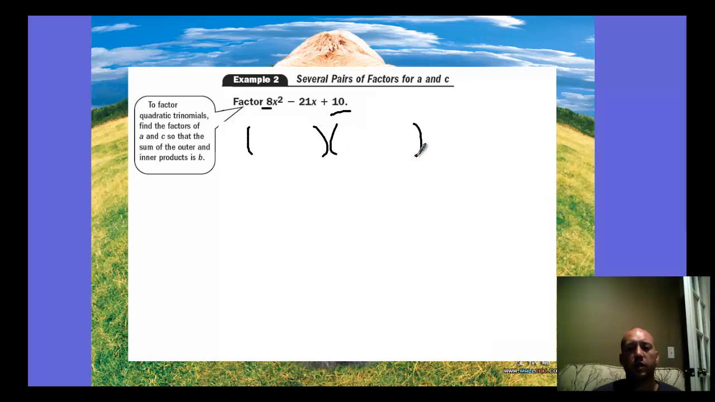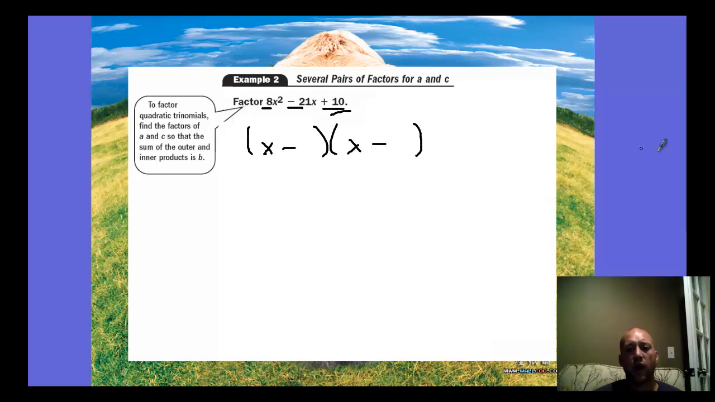How do you even start? Because we know it has to have an x and an x, but this could be 8 and 1. It could be 2 and 4. It could be 4 and 2. So we have options there. Let's start by looking at our signs. Because we have a positive C value, the signs have to be the same, either negative or positive. Middle number is negative, so these both have to be negative, negative.